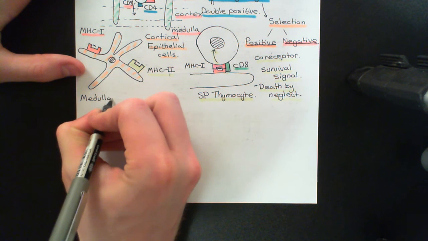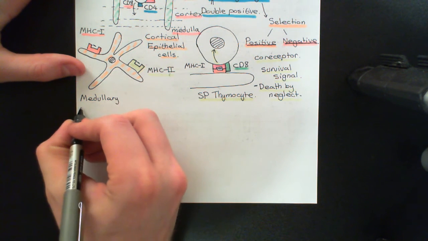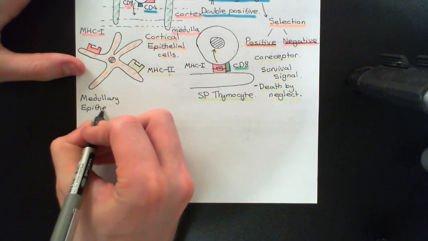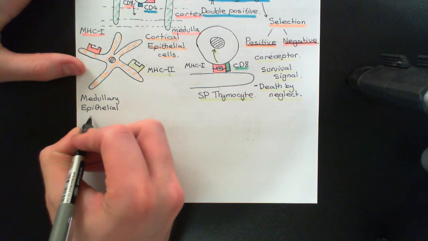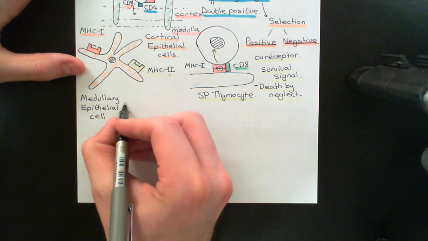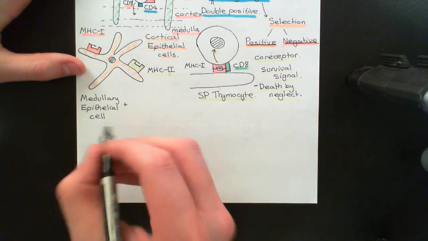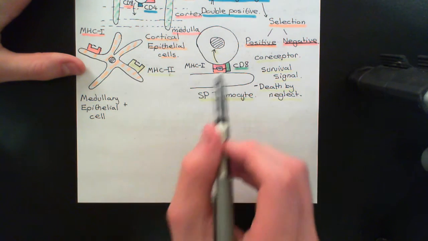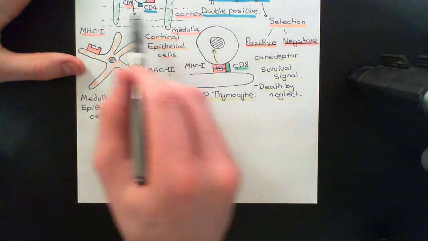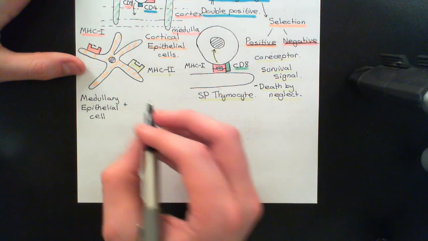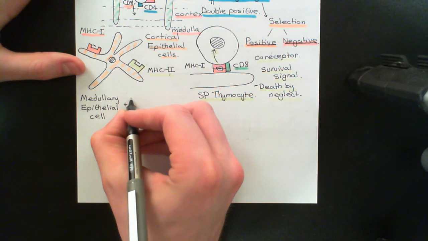Now there are other cells also in the medulla that are going to perform the same role as the medullary epithelial cells, and these are known as the medullary dendritic cells. So we have in the medulla of the thymus gland two cell types that are now going to perform the same negative selection process for the single positive thymocytes that have survived the first two rounds of positive and negative selection in the cortex and are now coming down into the medulla.